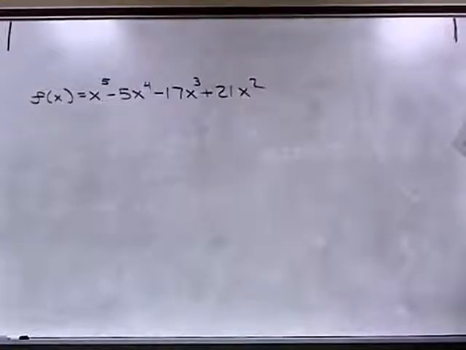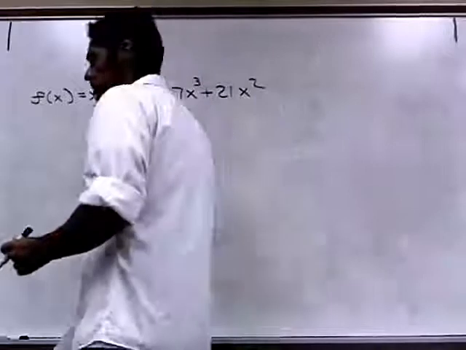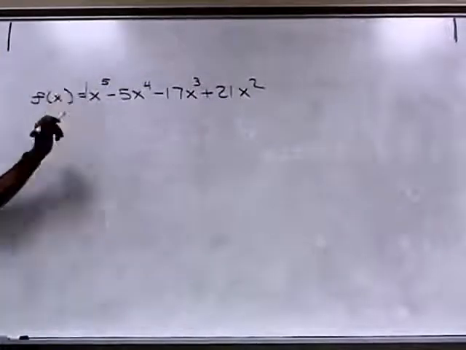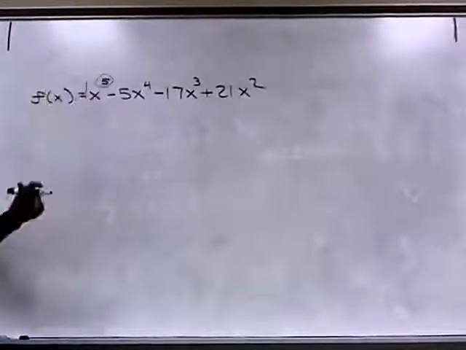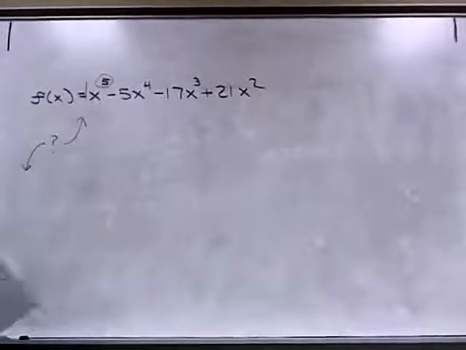All right, so this is a polynomial function. The first thing we do to graph a polynomial function is determine left and right hand behavior. This has a leading coefficient of 1, has a power that's an odd number. That means the left side goes down, the right side goes up, in the middle we don't know what it is.